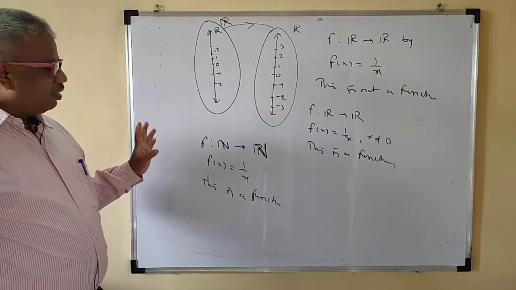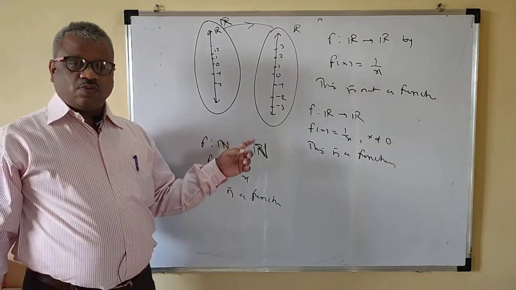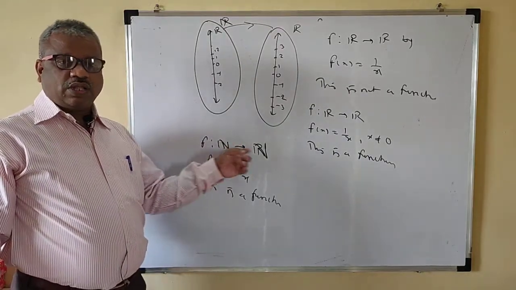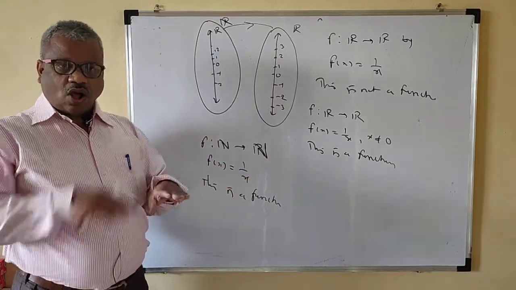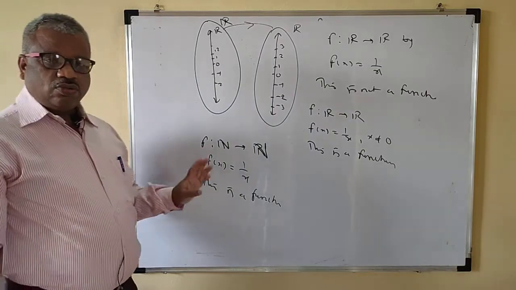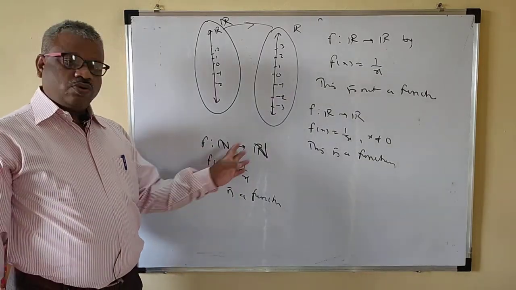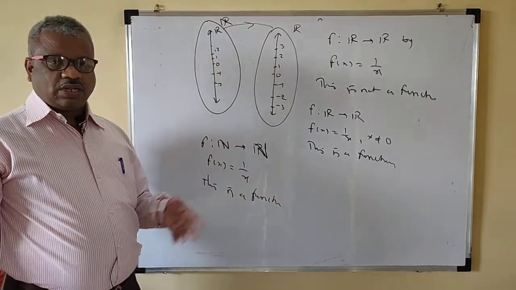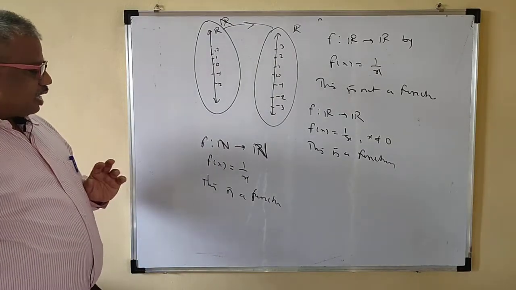Now see, you know that the reciprocal of a natural number is not a natural number. Only 1 is a natural number. So 1 is related to 1 only, right? All the rest don't have images, because the reciprocal of 2 is 1/2, which is 0.5. It is not a natural number.